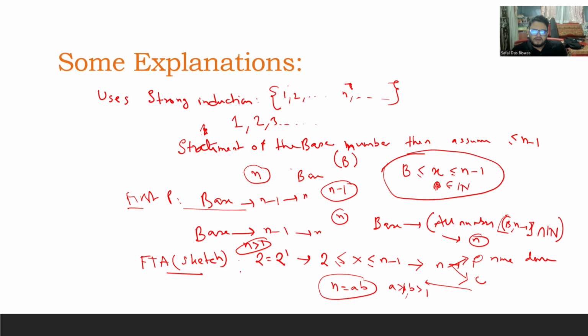You can also do this by dividing by a prime. I am using the definition of composite number here, but you can avoid this definition: if n is not prime, then some prime p divides n. Then you can consider the number n by p, which is an integer and is less than n, so n by p is less than or equal to n minus 1, so it can be written as a product of prime powers by the induction hypothesis.